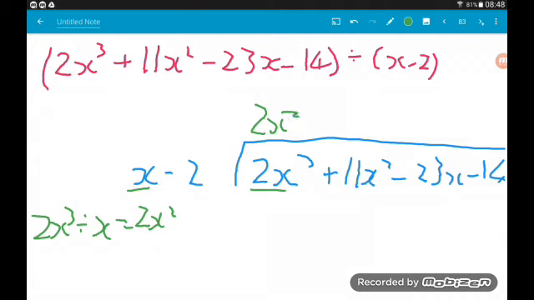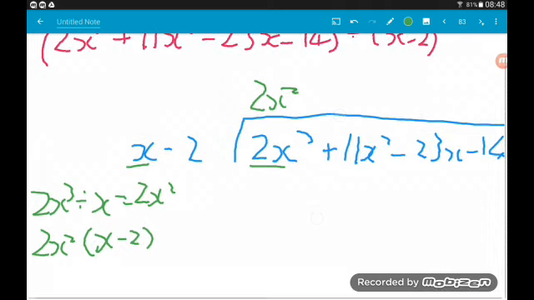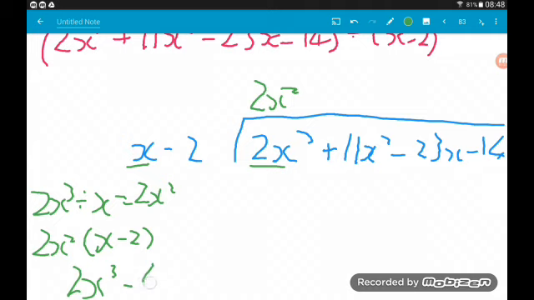Like that. We then multiply that by our divisor. So 2x squared times x minus 2 gives us, let's do underneath, 2x cubed minus 4x squared. So we now write that underneath: 2x cubed minus 4x squared.